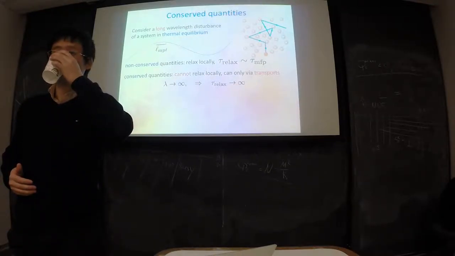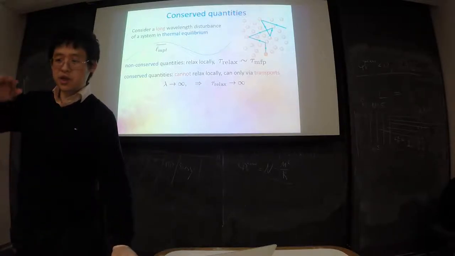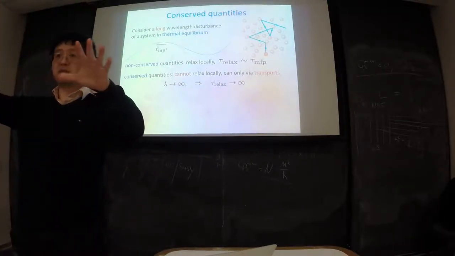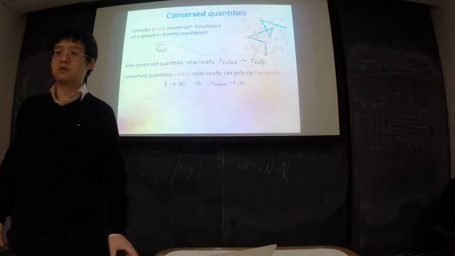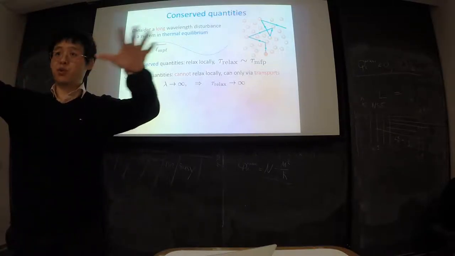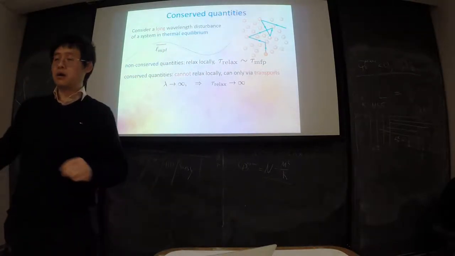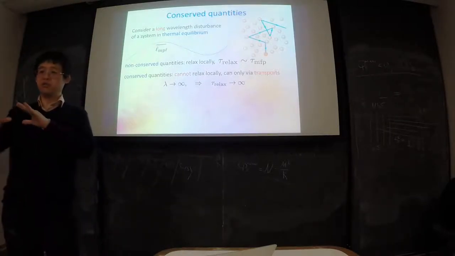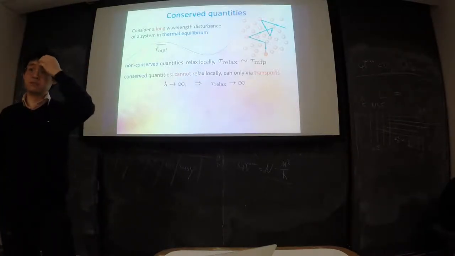So relaxation here means just the equivalent of delocalization, just spreading the conserved quantity out equally among degrees of freedom? Yeah, just say if you create a disturbance, and you ask how long this disturbance will take to dissipate. But it's conserved, so you can spread out. Yeah, spread out. For a non-conserved quantity, it will be dissipated, but for a conserved quantity, it will just be transported.